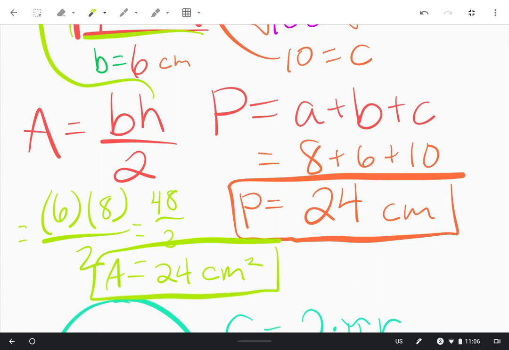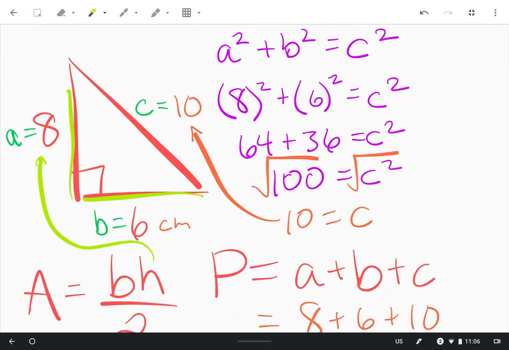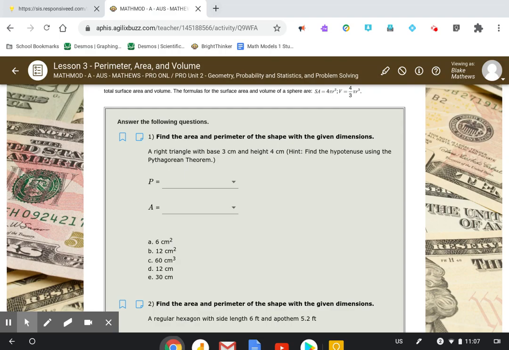So it happens to be the same answer, which is just sort of random. Your perimeter and area numbers won't always be the same. But those are your formulas for the area and perimeter of a triangle. And like I said earlier, if it's a right triangle, you're going to have to do the Pythagorean theorem first to get that answer. So that will get you through number 1.